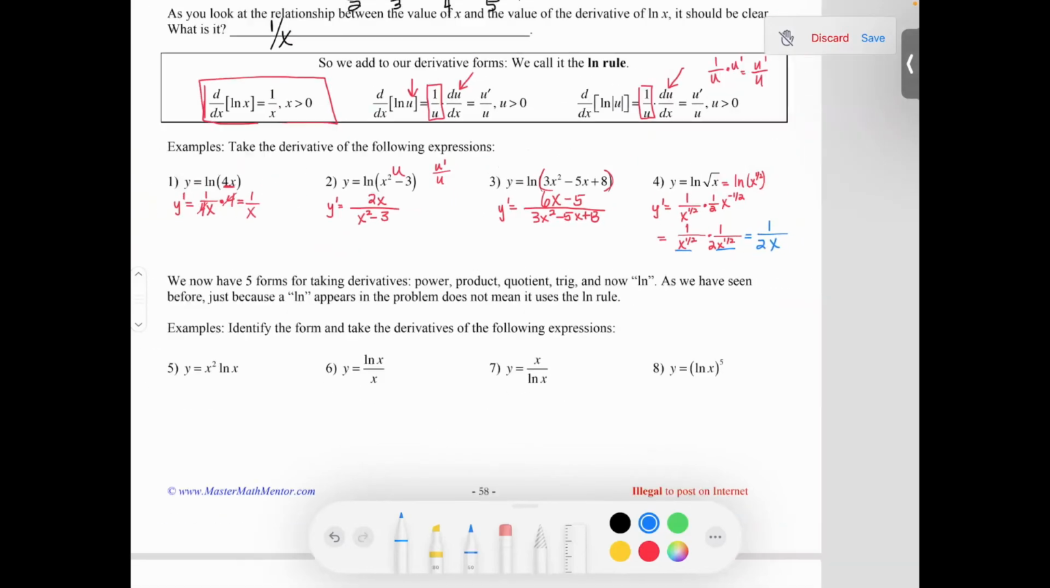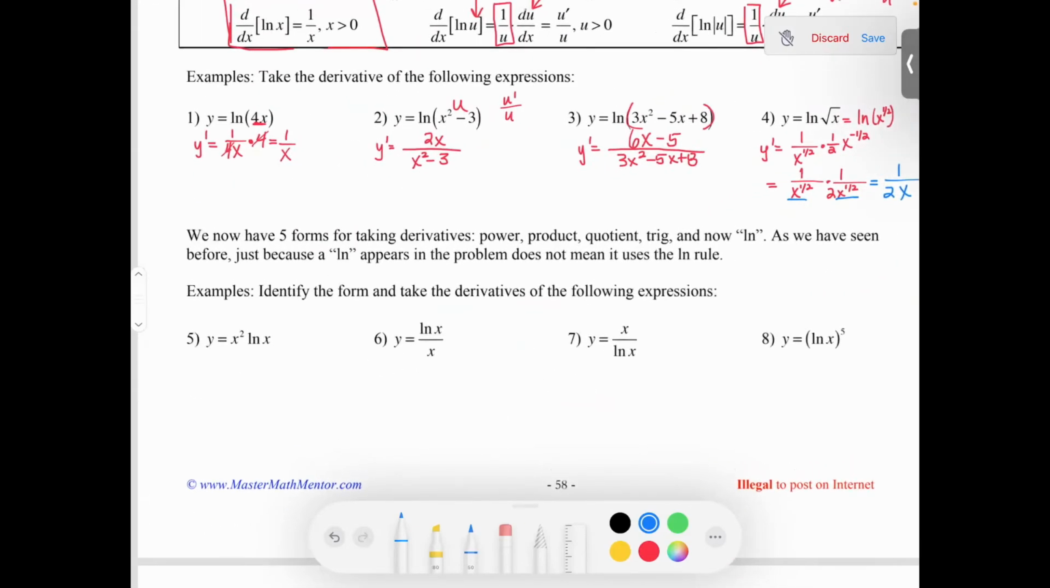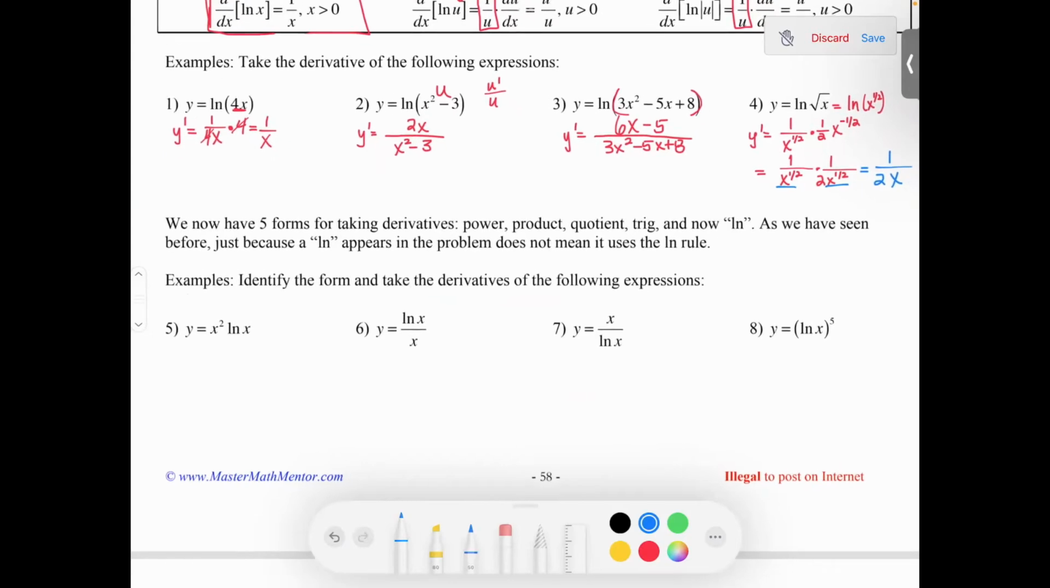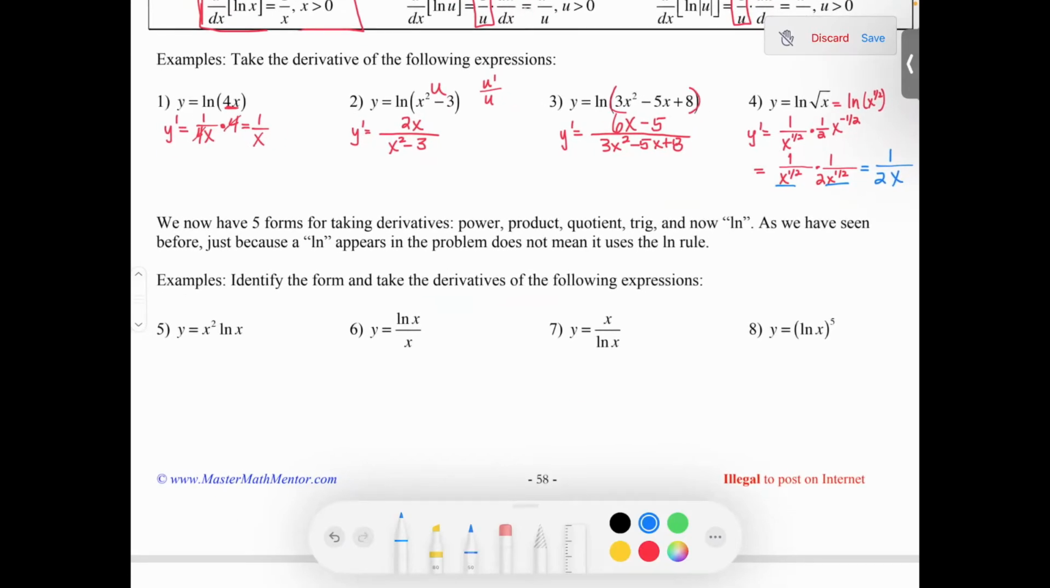Alrighty, at this point, we have 5 different forms. We can add trig form from chapter 10. We can add ln now from chapter 12. So we still have power, product, quotient rule from chapter 8. Those are from chapter 8, trig from chapter 10. And now we can add this ln form from chapter 11. As we've seen before, just because it has an ln in the problem doesn't mean we're using the ln rule initially. We probably still would use it later on.